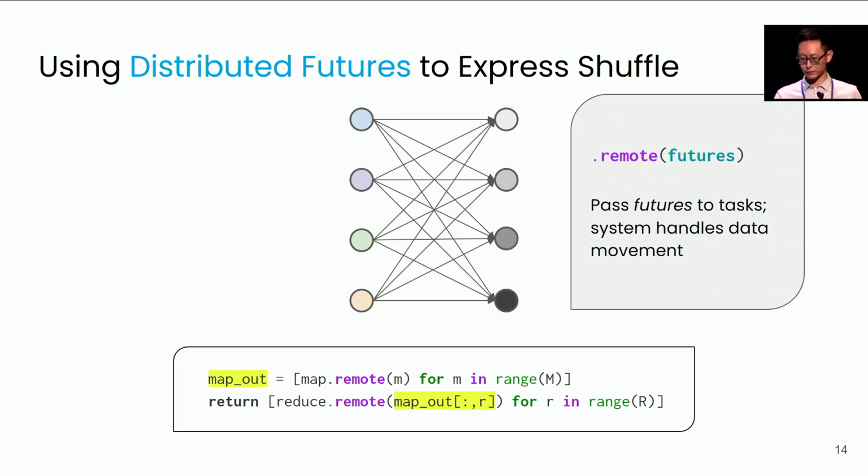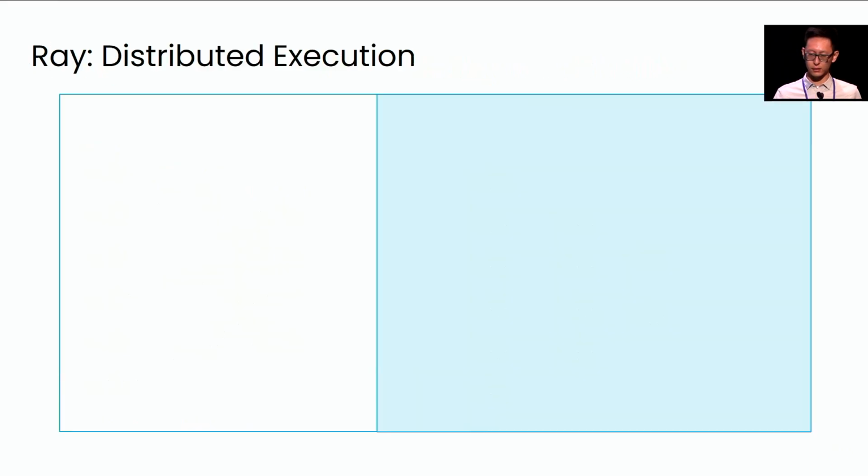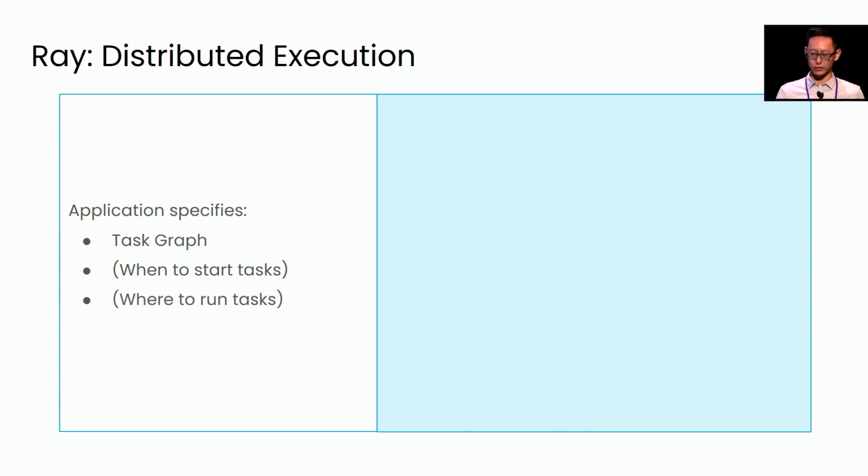We don't have time to look at more code, but believe me, it is actually pretty easy to implement the more complex communication patterns that are used to optimize for shuffle. The decoupling happens because now the application only needs to specify a few things. It only needs to specify the task graph, as we have seen. And then optionally, it can provide hints like when to run a task and where to run a task.